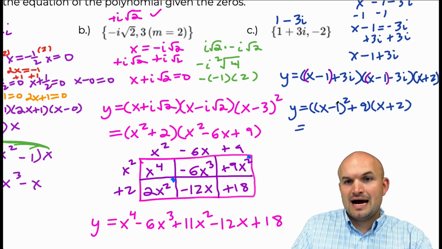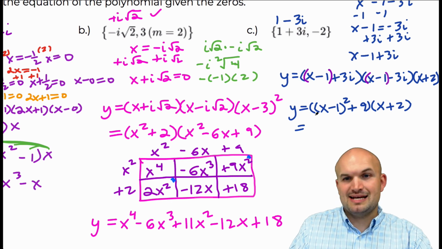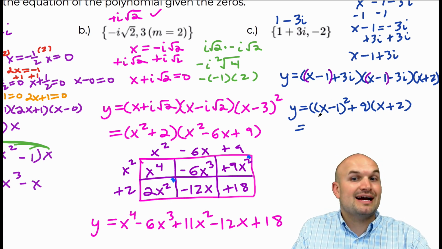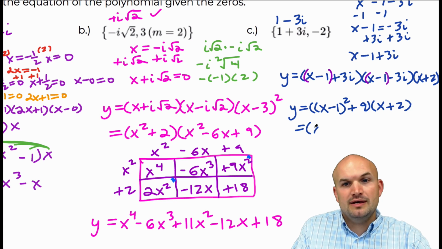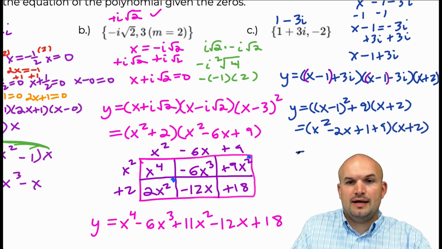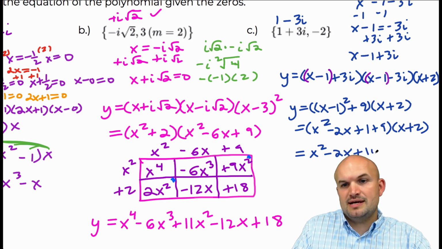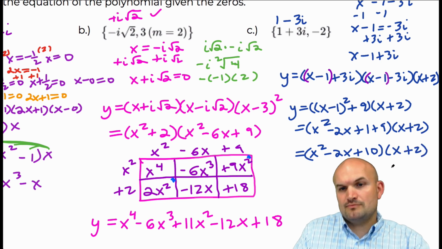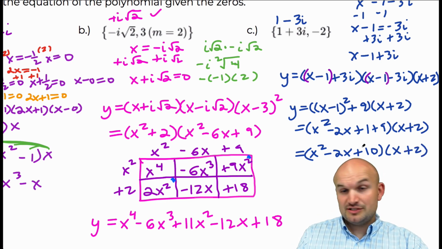All right. Now, I can multiply this out because, again, it's a perfect square trinomial. So x minus 1 times x minus 1 is going to be x squared minus 2x plus 1, plus 9, times x plus 2. And therefore, I get x squared minus 2x plus 10 times x plus 2. All right. And now we just need to multiply these out.